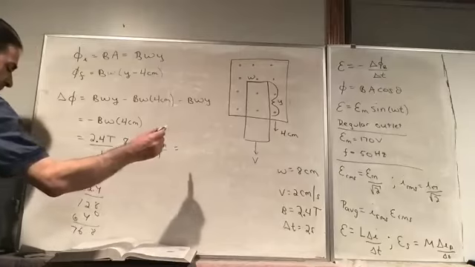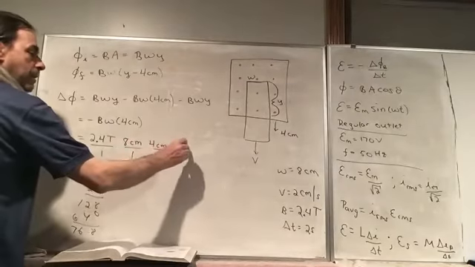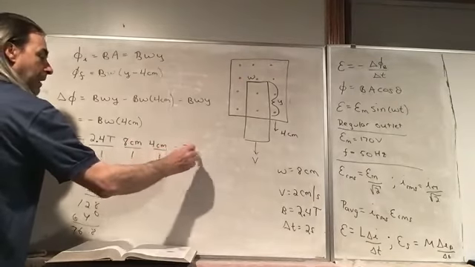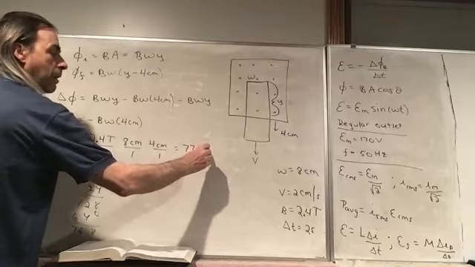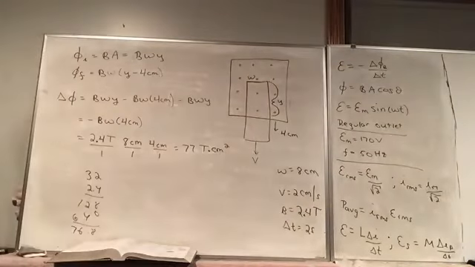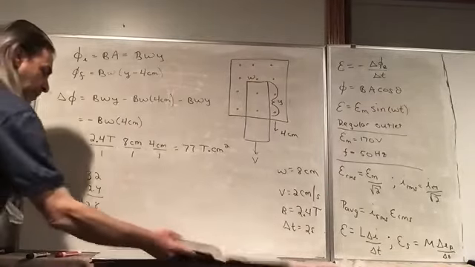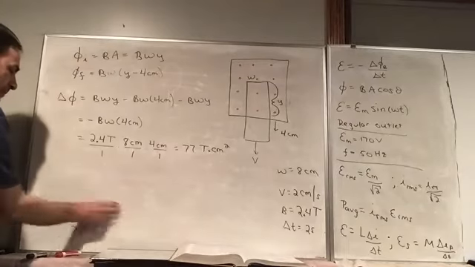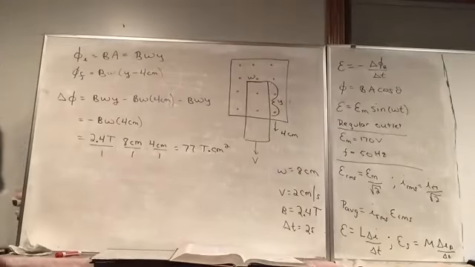So we have 76.8, or say 77 Tesla centimeters squared. Now, those aren't the base SI units. We could convert to meters squared, but why don't we just leave it like that? So that was a problem in the book. Now, why don't we expand this? First, any questions on finding the change in flux?